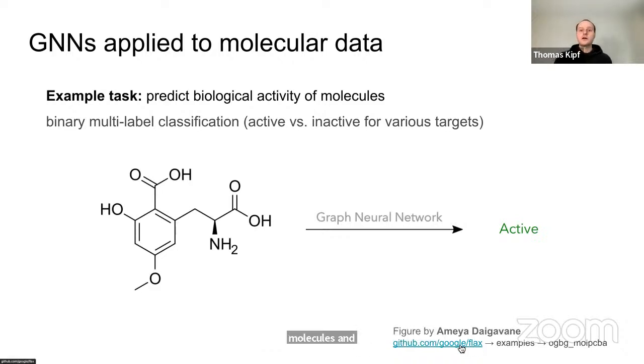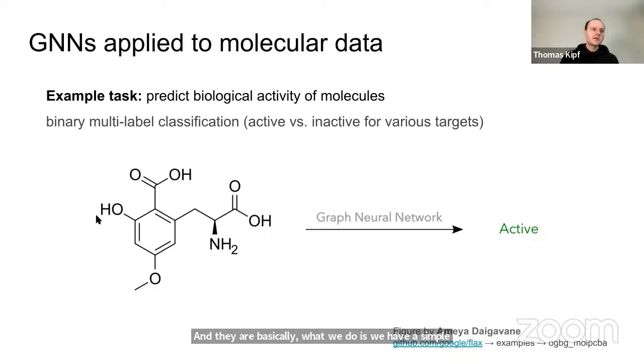Flex library together with Amea, who implemented the example. And there, basically, we have a simple graph neural network, like a graph convolutional network, that is applied on this molecular graph here. The nodes, the atoms, we describe as simple feature vectors, and the edges here are multi-relational. So we maybe have one edge type for a double bond and a single bond and so forth. And the target is really just a multi-label classification. So we want to say if the target is active or inactive for various targets.